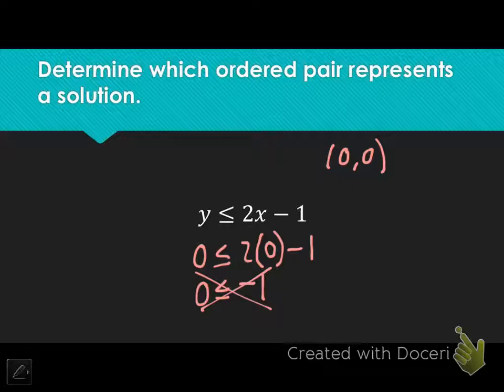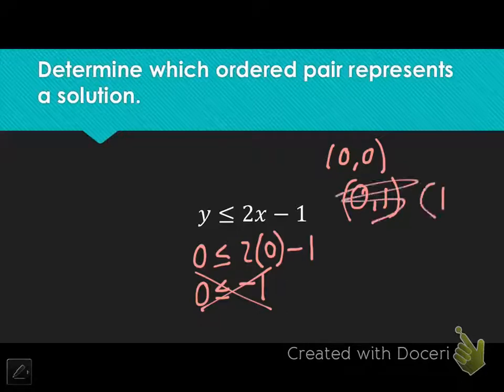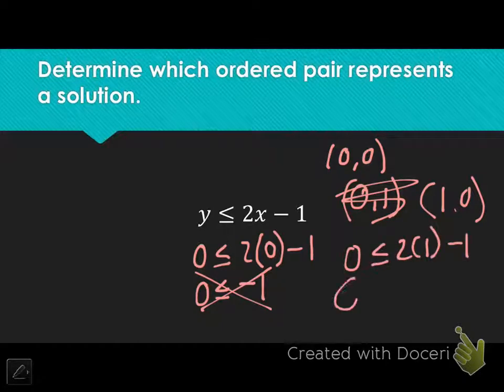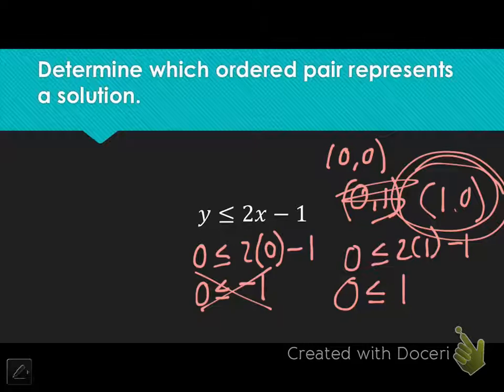Let's try 0, 1. Let's try 1, 0. Okay, so 0 is less than or equal to 2 times 1 minus 1. 2 times 1 is 2, minus 1 is 1. That is true, so this is a solution because when I plug it in, it's true, which means if I graph that, it's going to sit in my shaded region because any of the points that sit in my shaded region are going to be solutions.